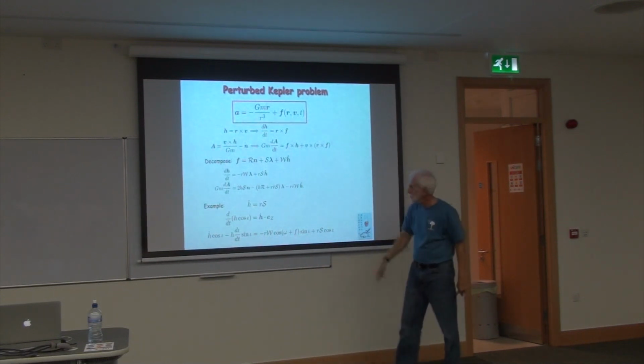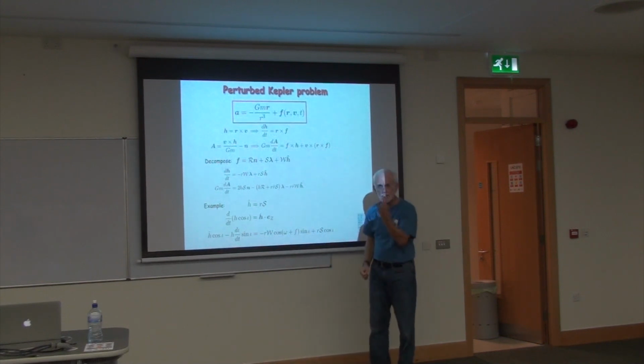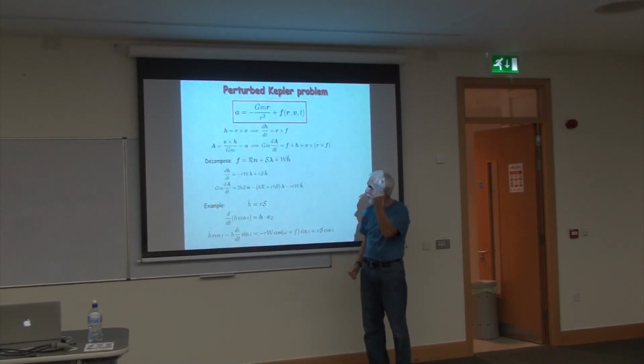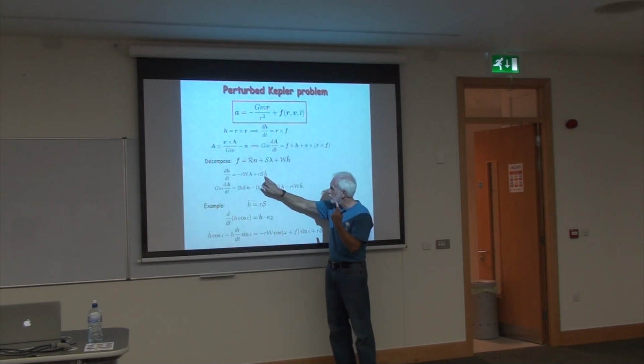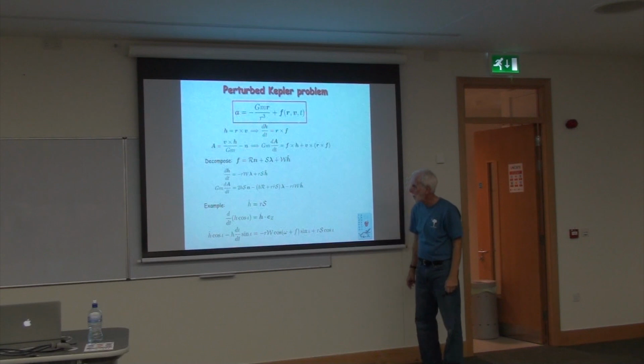That's just the component in the direction of h. h will only increase in magnitude if there's a component of the disturbing force in its own direction. So dh/dt is r times s.